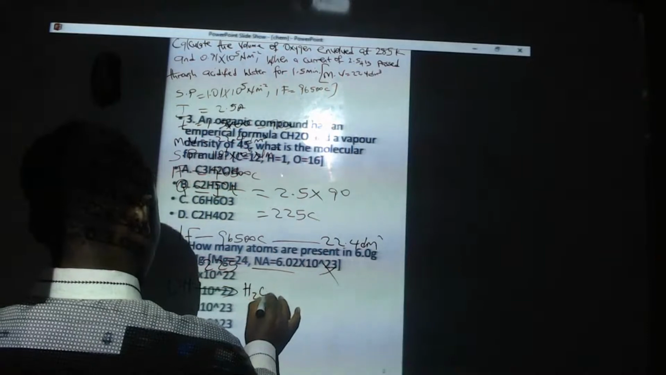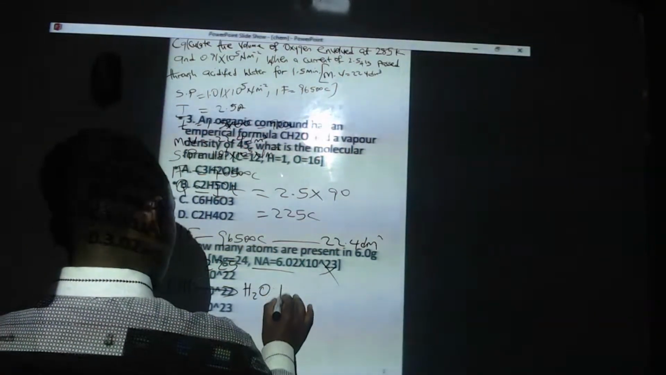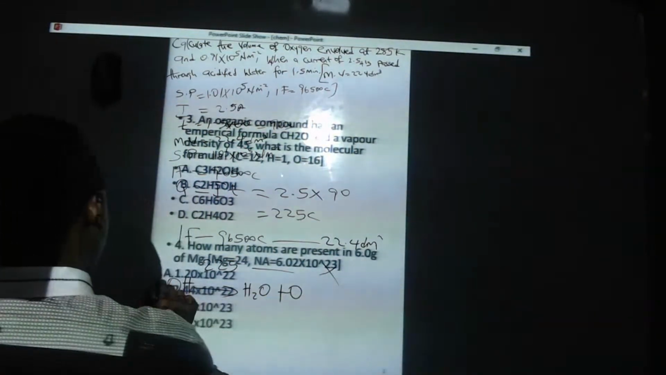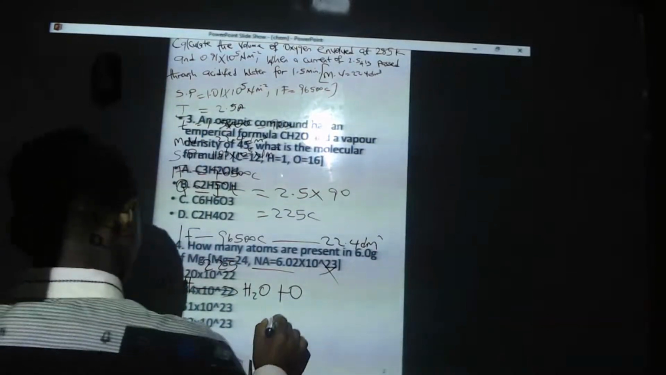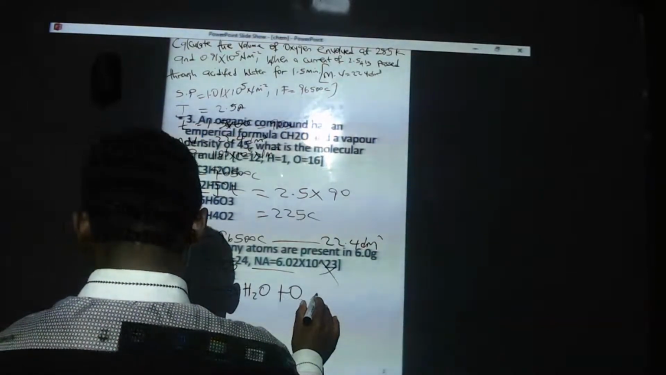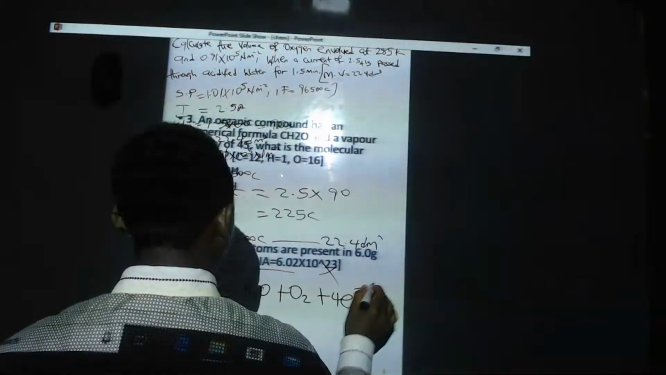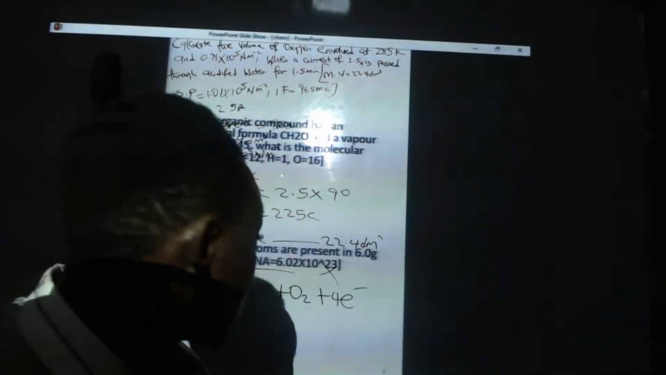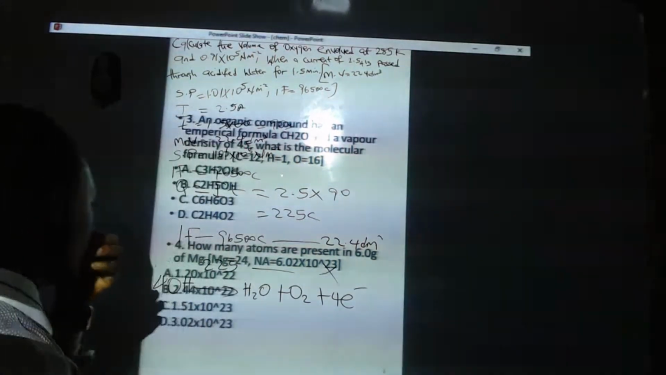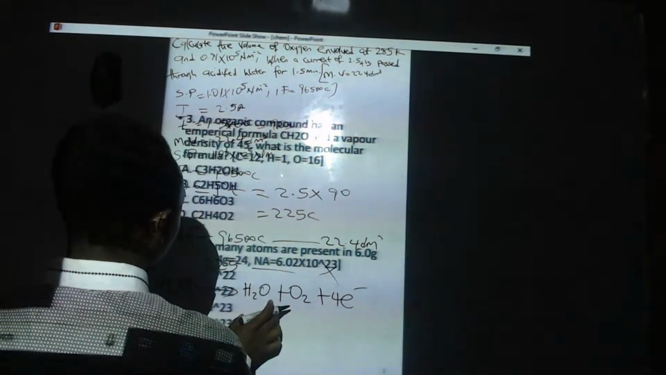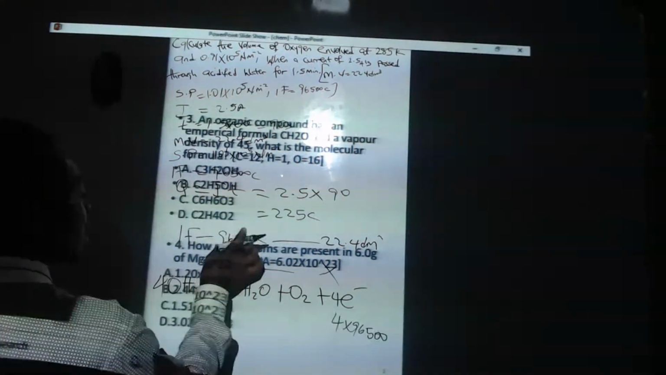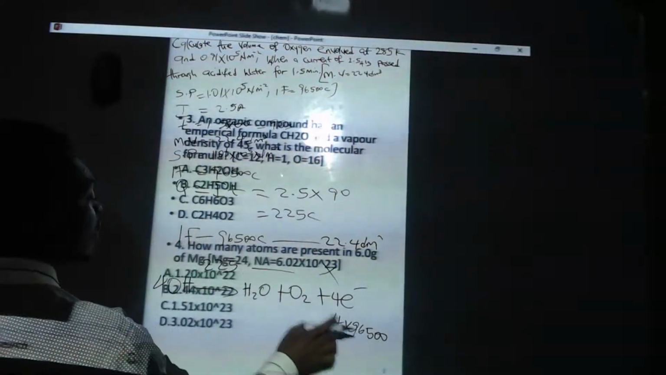water plus oxygen. Okay, so this is it. Since you are dealing with acidified water, so 4 is this. For this one, we are dealing with 4 Faraday.